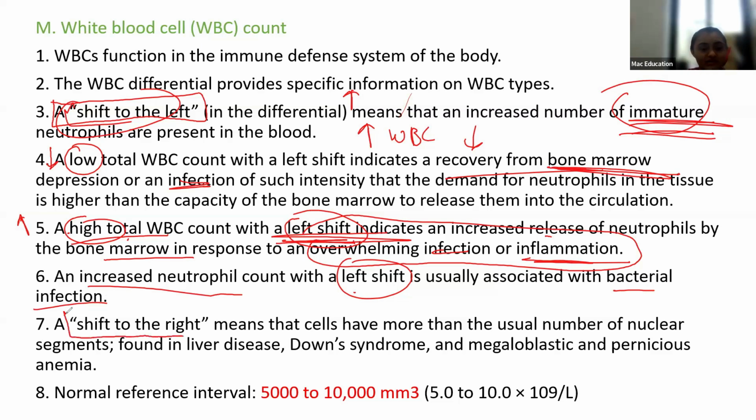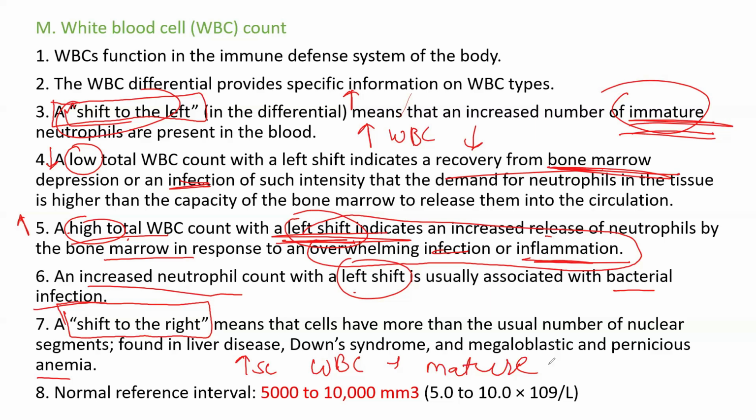Next is shift to right. पहला था shift to left, next is shift to right. What does the shift to right mean? It means that the cells have more than usual number of nuclear segments found in liver disease, Down syndrome and megaloblastic pernicious anemia. In simple language, shift to right matlab increased WBCs, but these will be mature. Shift to right means increased number of WBCs, but these are mature WBCs. So it means that the person is having liver disease, Down syndrome, megaloblastic or pernicious anemia. In these conditions, the mature WBCs will be higher compared to the normal.